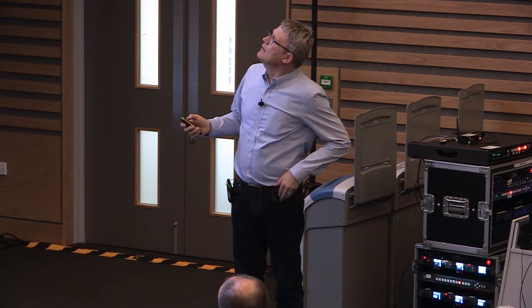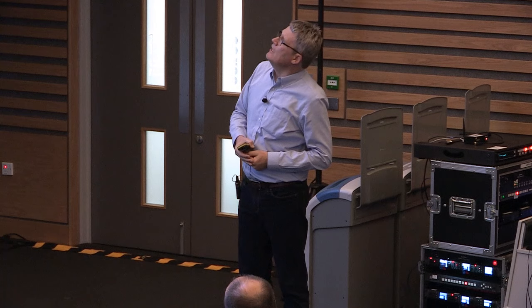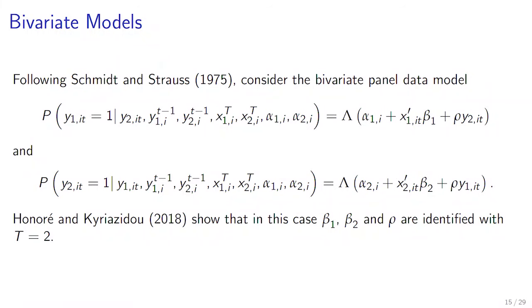So they did that in just a regular cross-section case. We took exactly what they did and put in fixed effects, just as a little exercise, because we thought it would be interesting, mostly because of what comes next, but in terms of the history of econometrics, this is kind of first. We showed, in the paper with Katerina, that in this model you can actually identify beta 1 and beta 2 and rho with 2 time periods.